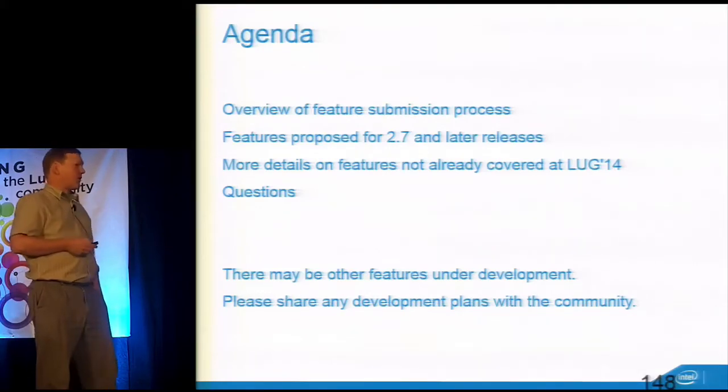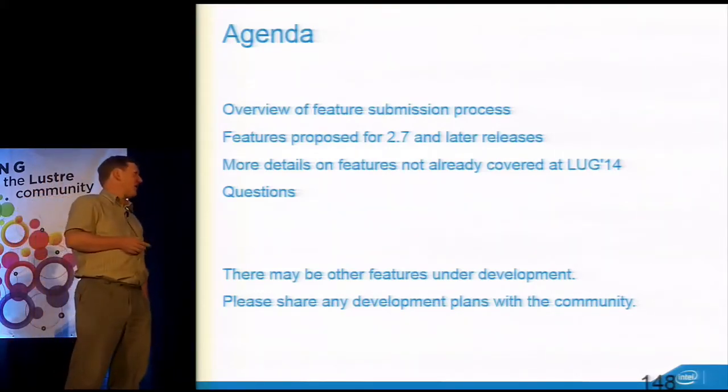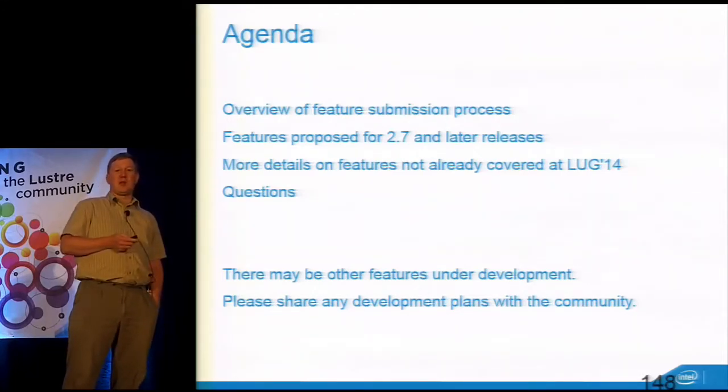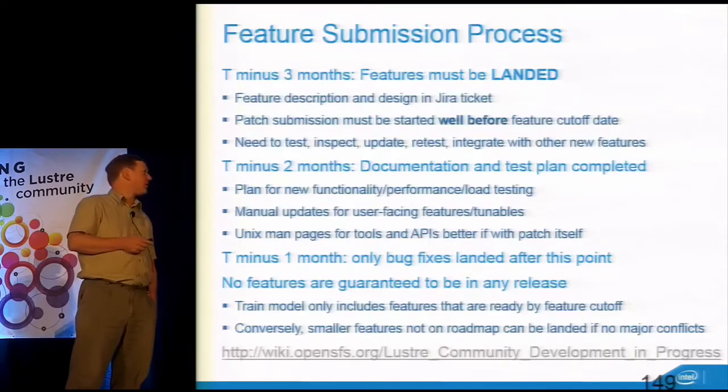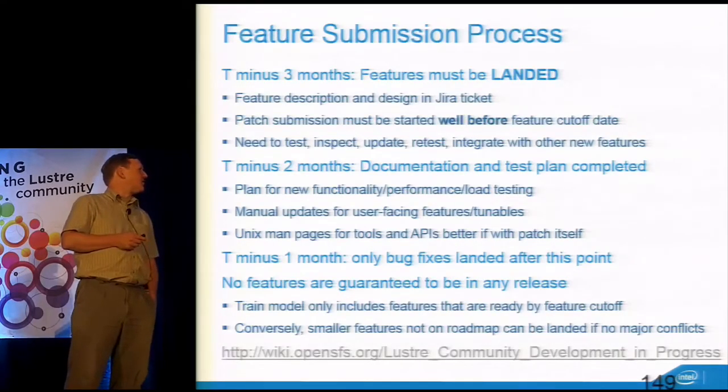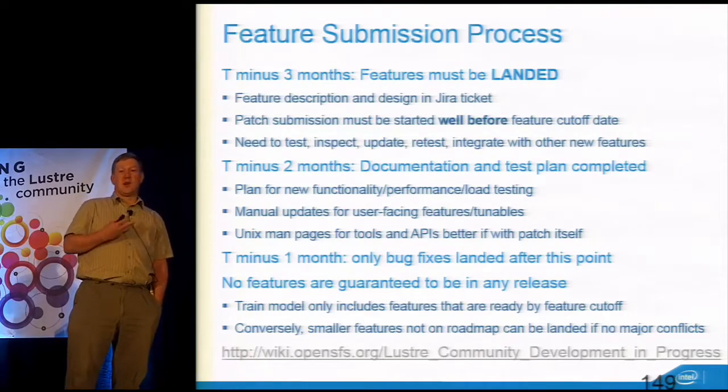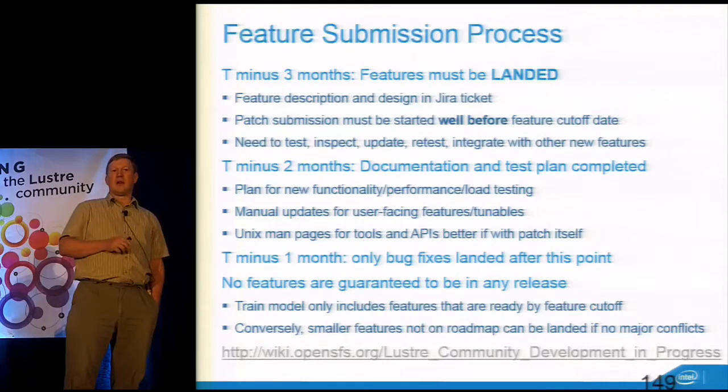So, a quick overview of how features get into Lustre, and some of the features. There are some presentations also being delivered later in the conference, so I'm not going to really cover those ones. For the feature submission process, we're trying to follow a train model so that every 6 months we have a major Lustre release, and the first 3 months of development on any given feature is an open window for landing features and patches of all types.